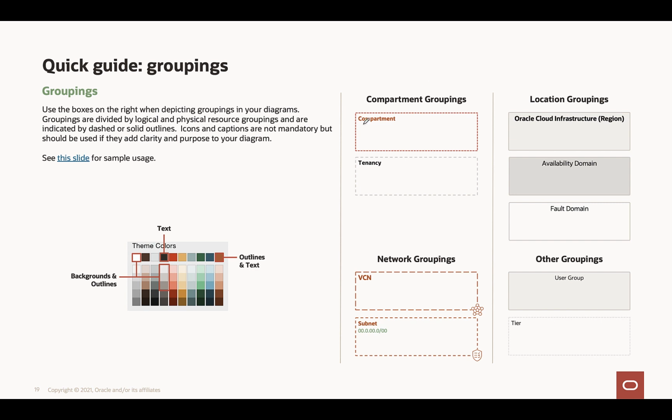Some of the groupings consist of our compartment, our tenancy, VCNs, and you'll notice that the VCNs have this icon in the corner, and subnets have this icon. We also can add public and private for a naming of this, and we can add other items. Maybe we have tags. There are icons for adding tags and then adding the appropriate tag to that particular resource.